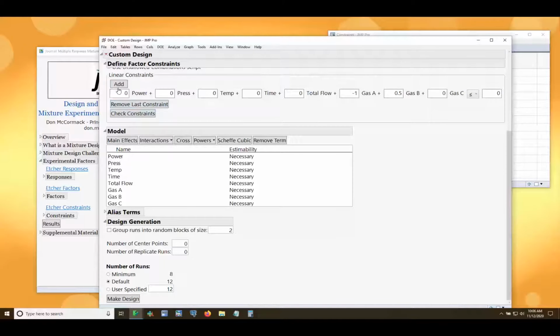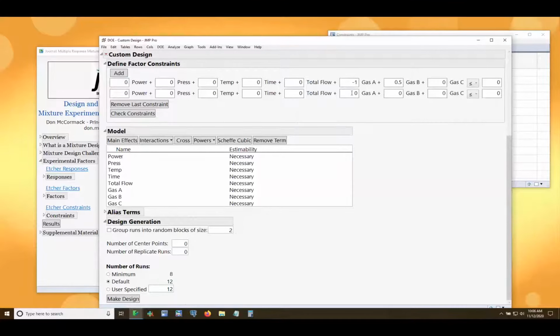I would add another constraint, and I would get that in there again, -1 times gas A, in this case 3 times gas B, and that's going to be greater than 0. And that's how I would set up the design.